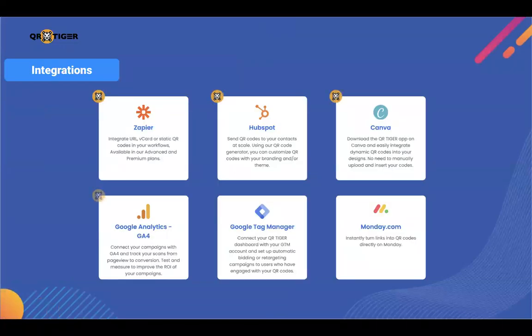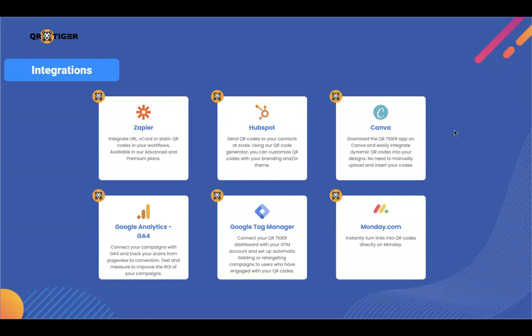So moving forward, we have some different integrations with QR Tiger. One of them is through Zapier. If you're familiar with Zapier, it's a marketplace with many different apps that you can connect. So anything within the Zapier marketplace that we don't have a direct integration with, you can do through Zapier. And this is available in our advanced and premium plans. Next, we have a direct integration with HubSpot. So, using your QR code generator, you can customize QR codes with your branding and or your theme.